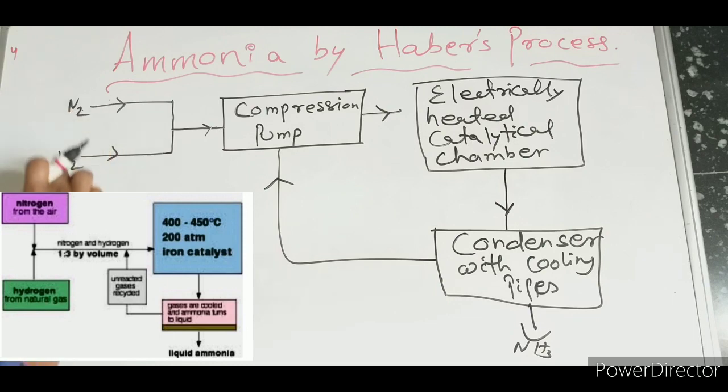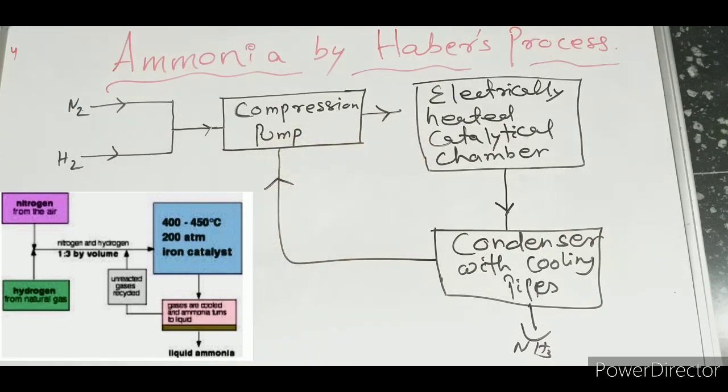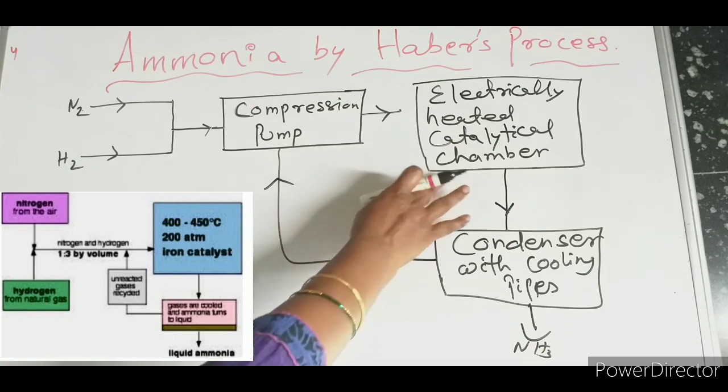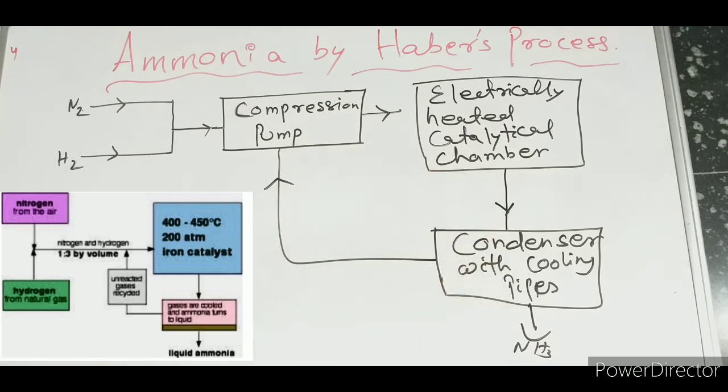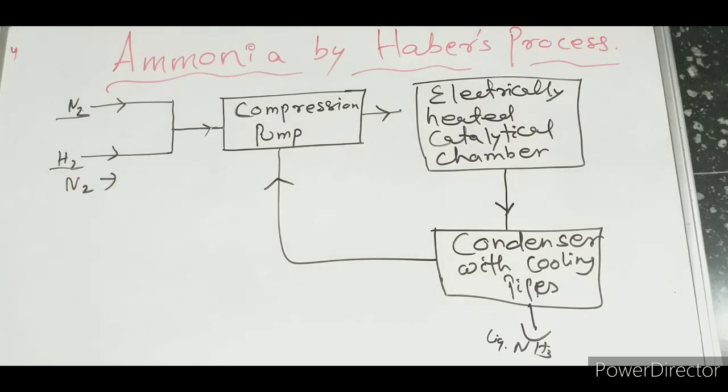Nitrogen and hydrogen are allowed to pass through the compression pump, and from the compression pump they go to the electrically heated catalytic chamber. From this catalytic chamber it will go to the condenser with the cooling pipes. Then liquid ammonia will be collected here. The uncombined nitrogen and hydrogen will again come to the compression pump. Now the question arises, from where will we get dry nitrogen and dry hydrogen? Nitrogen we will get from the atmosphere.